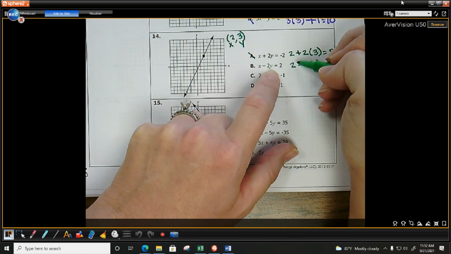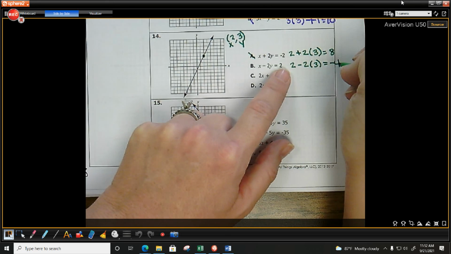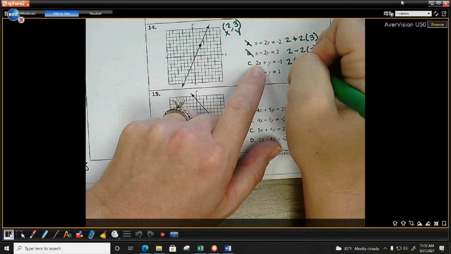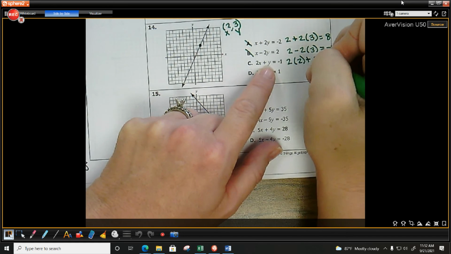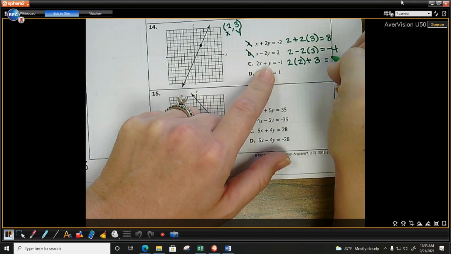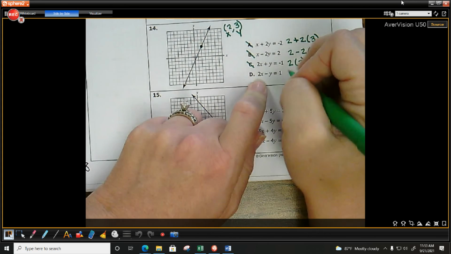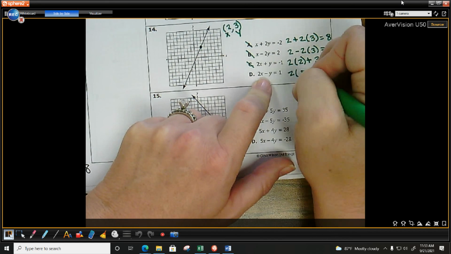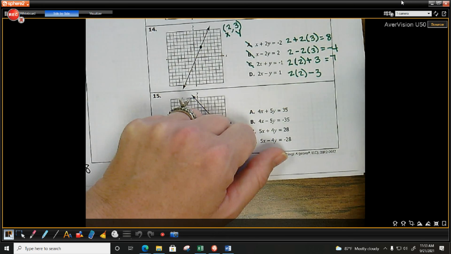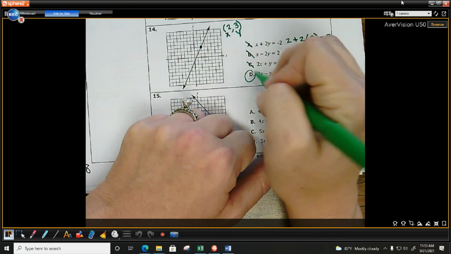Nope, can't be B. 2 times x, what's x? 2. Plus y, what's y? 3. What's 2 times 2? Plus 3? 7 equals negative 1? Nope, so it has to be D, but let's check. 2 times x, which is 2, minus y, which is 3. What's 2 times 2? 4 minus 3? 1. Does 1 equal 1? Yes, so D is my correct answer. Okay, we good? So that's a way you can work backwards.